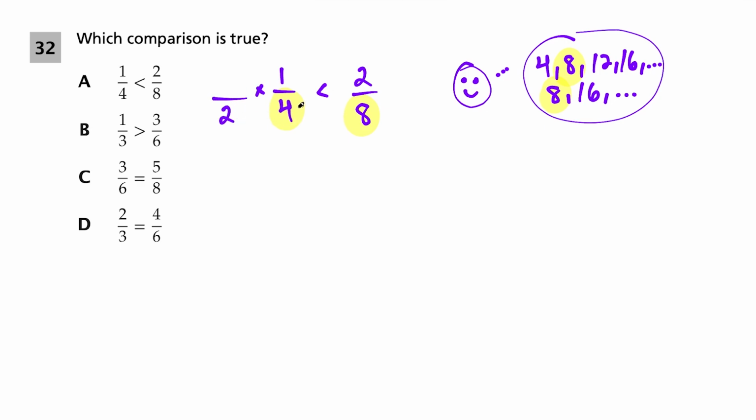But if I multiply the denominator by 2, I have to multiply the numerator by 2 as well. The reason this doesn't change the value of the fraction is because 2 divided by 2 is 1. So I'm really just multiplying this fraction by 1. I'm only changing the representation, not the value. So then I do 2 times 1 is 2, over 2 times 4 is 8.